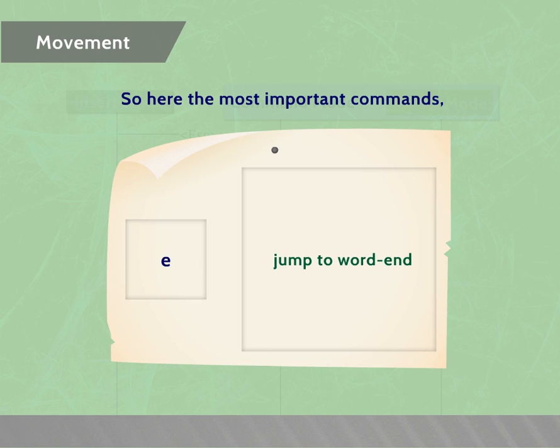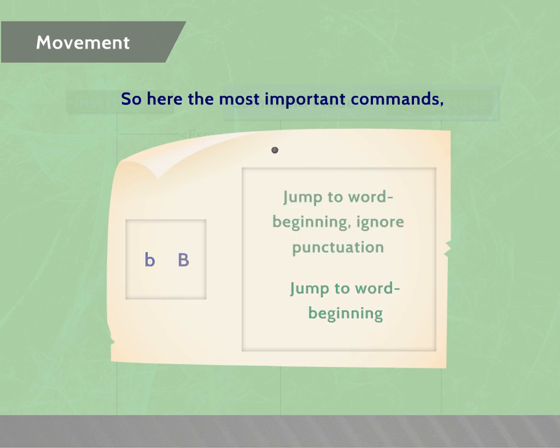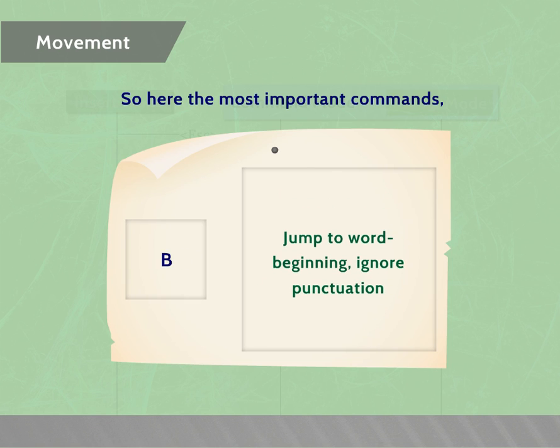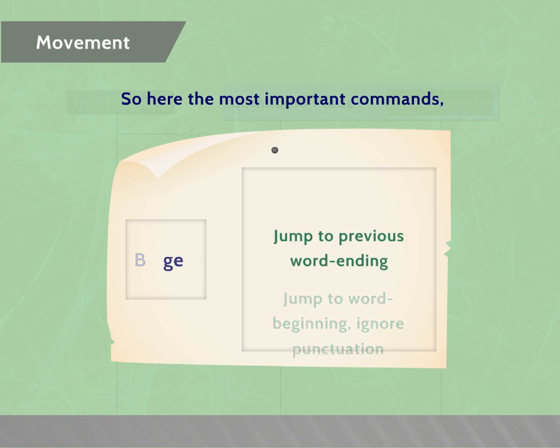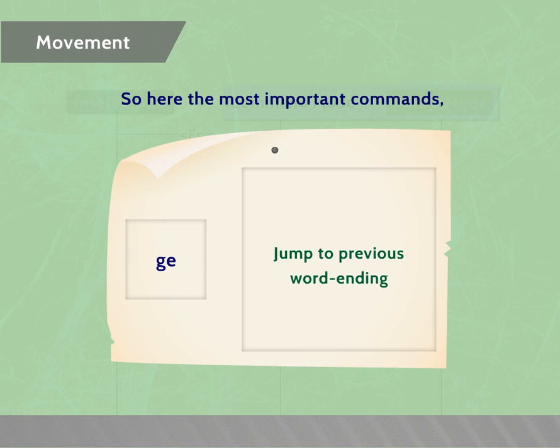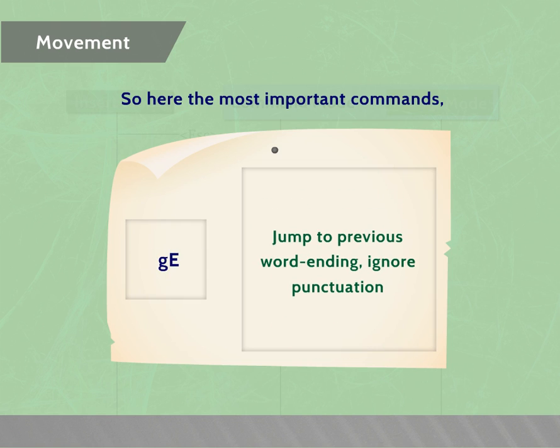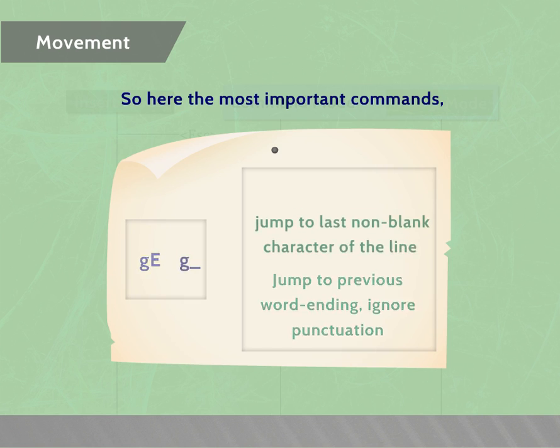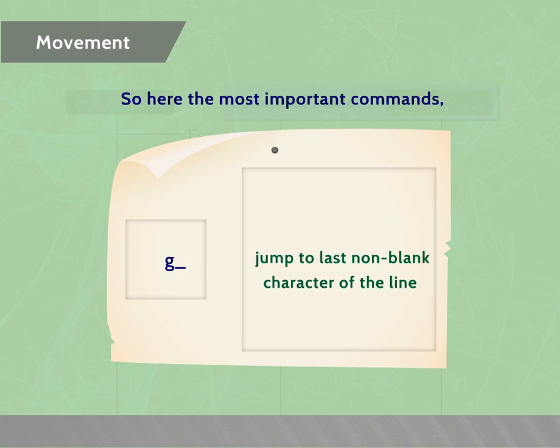Small e: jump to word end. Capital E: jump to word end, ignore punctuation. Small b: jump to word beginning. Capital B: jump to word beginning, ignore punctuation. ge: jump to previous word ending. g capital E: jump to previous word ending, ignore punctuation. Dollar symbol: jump to the last character of the line.